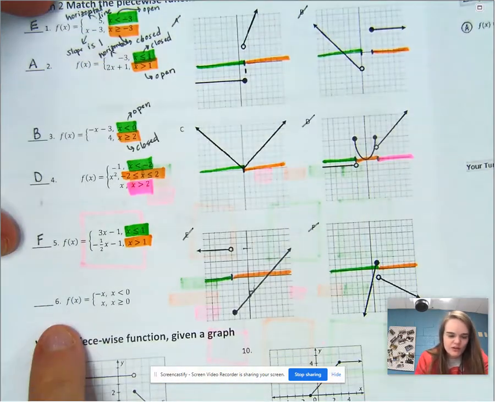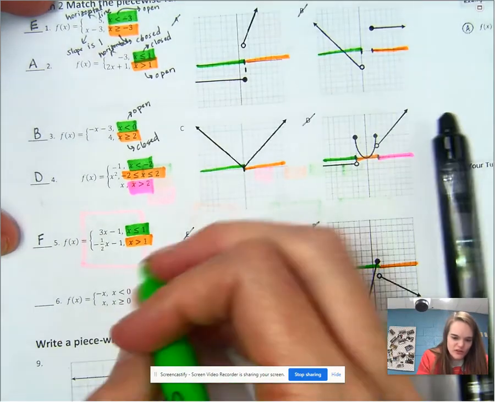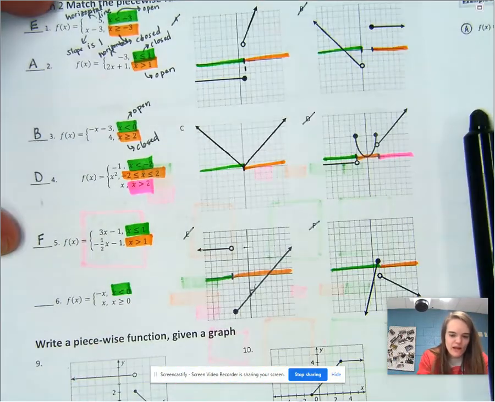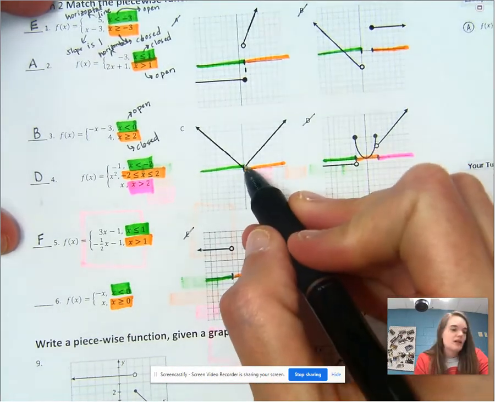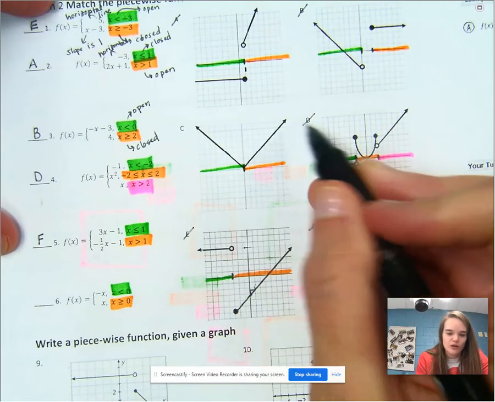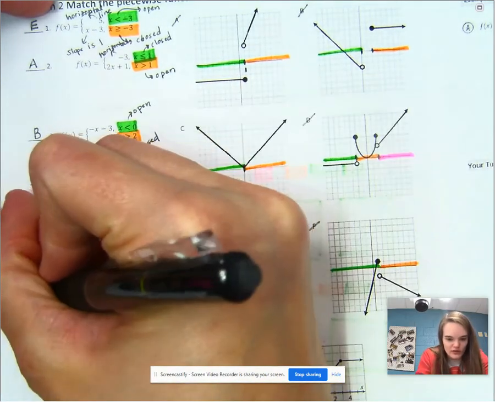Okay. Number 6. Number 6 changes at 0 and 0. The only one left is C, but let's make sure. Does this really change at 0? Yes, it goes up and then it goes up. So the answer is C.